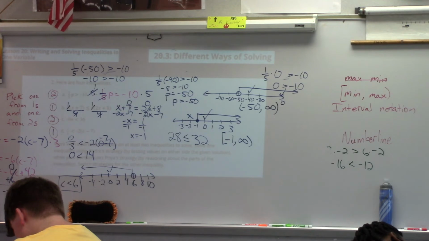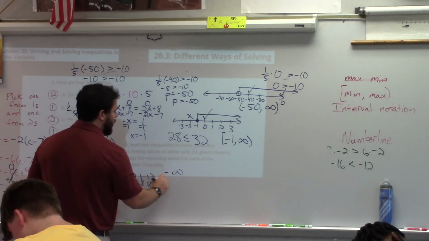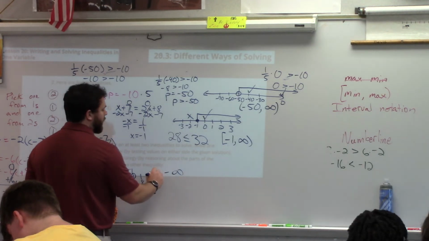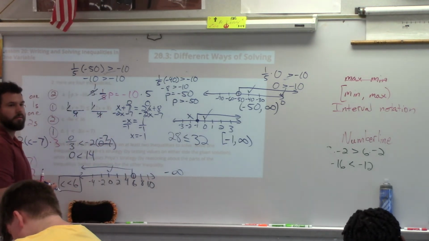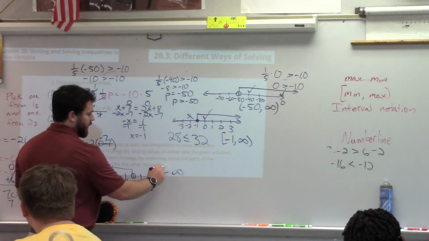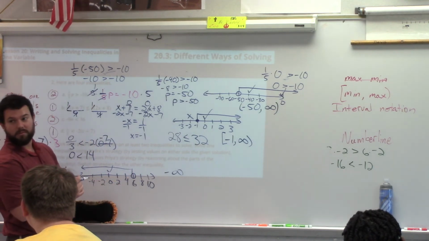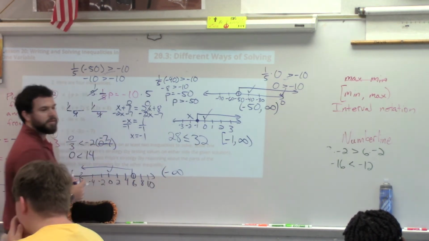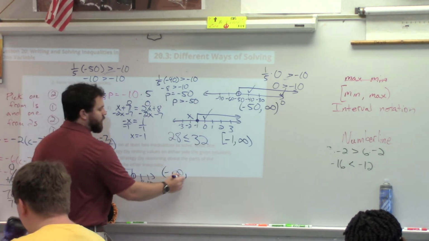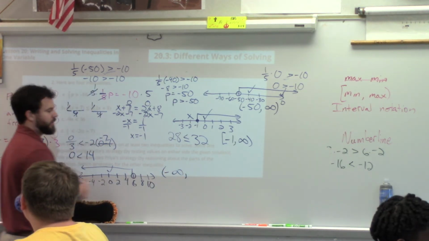Huh? And would it be an infinity? Okay, but it's going into the negatives, so it would be a negative infinity. That's all it is, right? It's going into the negatives, so it's a negative infinity. Bracket or parenthesis? Can you equal infinities? No. So it's a parenthesis. What's the maximum value? 6.